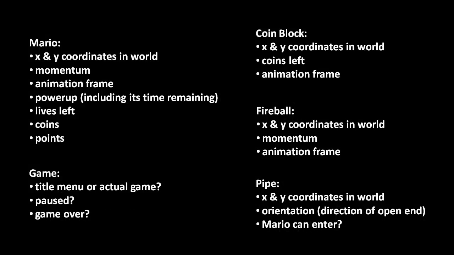The state of Mario himself includes an X and Y coordinate denoting his current position in the world, an indicator of his current momentum, such as if he's currently still traveling up from a jump or falling back down, his frame of animation, i.e. the sprite to display when he is drawn, what power-up he currently has, if any, how many lives he has left, how many coins he's collected, and how many points he's accumulated. The state of the fireballs which Mario shoots likewise each have an X and Y coordinate, a current momentum, and an animation frame. And the game itself can be thought to have some high-level state, such as whether the game is paused or still at the title screen, or whether the game is over.